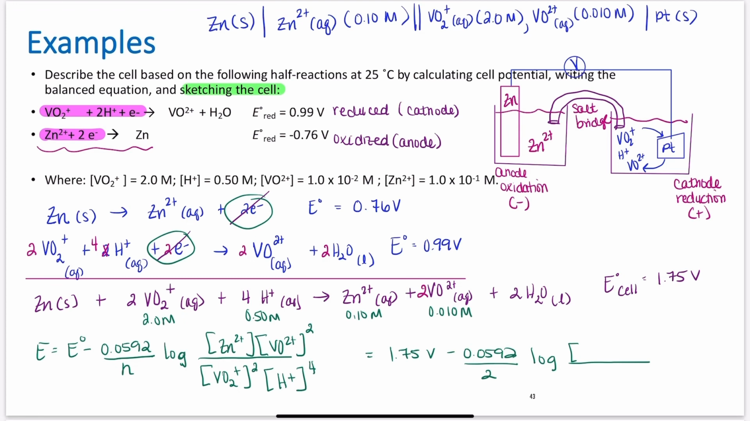Go ahead and put all those values in. So zinc 1.0 times 10 to the negative 1 molar is the same as 0.1 molar. I'm going to drop the units here because I'm going to take the log in a second anyway. The VO 2 plus is 1.0 times 10 to the negative 2 molar, 0.010 molar is the same. The VO2 positive 1 charge is a 2 molar solution. I'll put the squares in a sec. Let me get these concentrations in, and then 0.50 molar. This is squared, this is squared, this is to the 4th. Calculate all that through, and I get 1.64 volts.